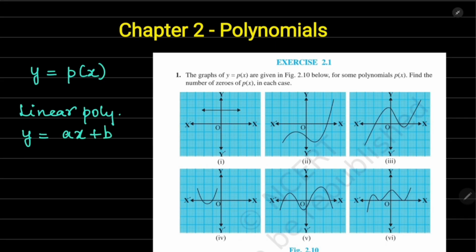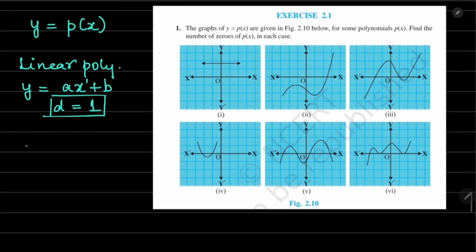So what do you mean by a linear polynomial? A polynomial wherein the highest power of the variable is 1. So what is the power of x here? X is 1. So the degree of the polynomial is 1. If the degree is 1, it is called a linear polynomial. Always remember.